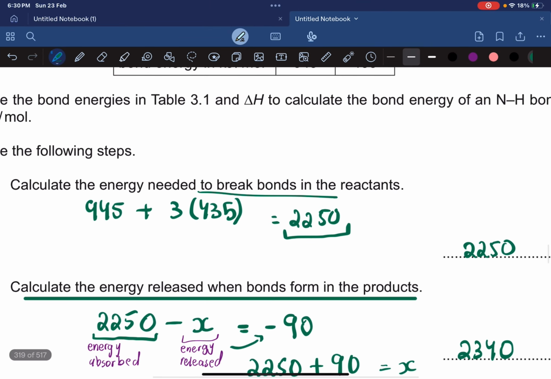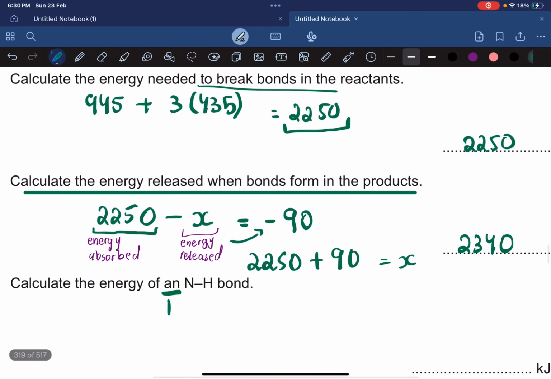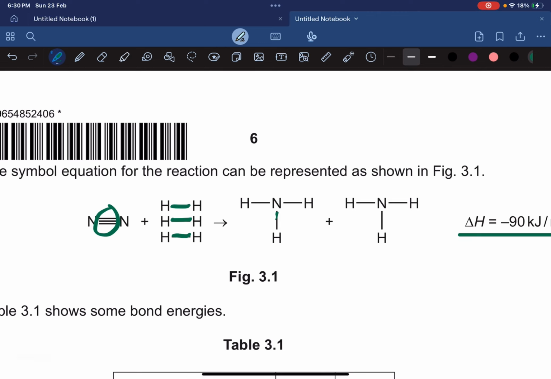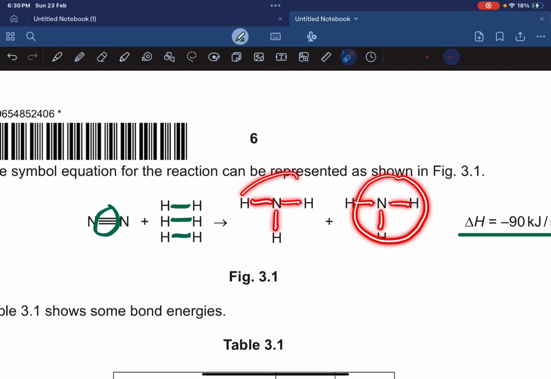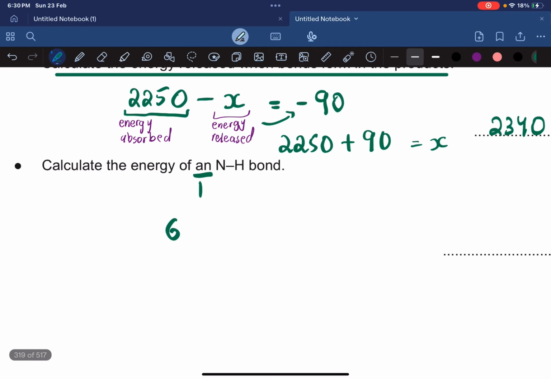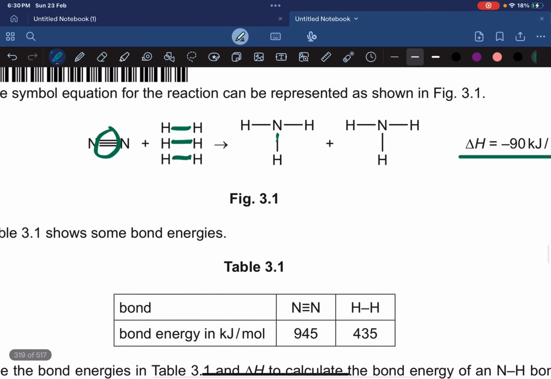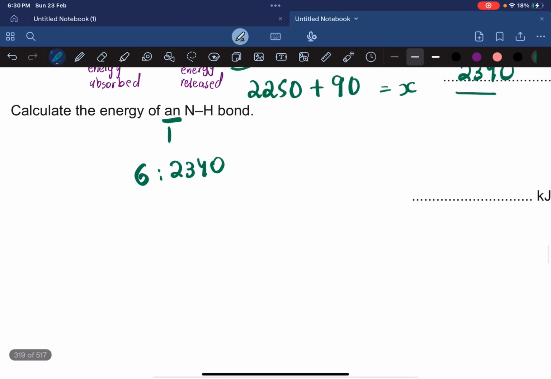The energy released for all the bonds together: how many N-H bonds were formed? Let's take a look. 1, 2, 3, 4, 5, 6. We were forming 6 bonds. So we know that the energy released for forming 6 bonds was 2340, which we calculated, for 6 N-H bonds, 3 in this one, 3 in this one.